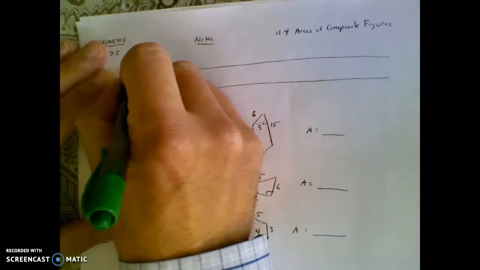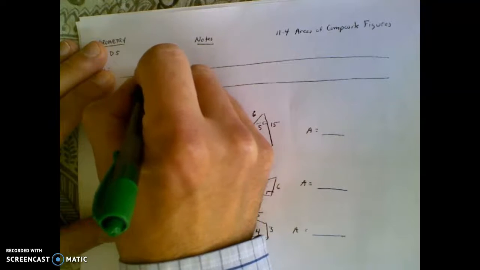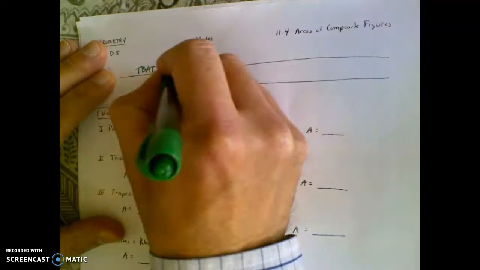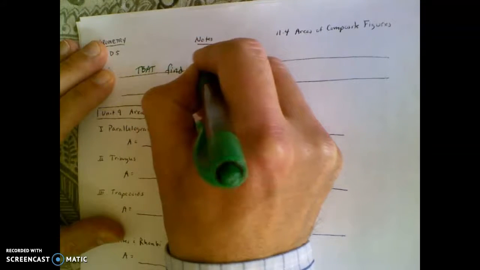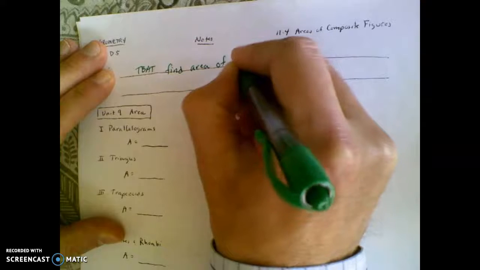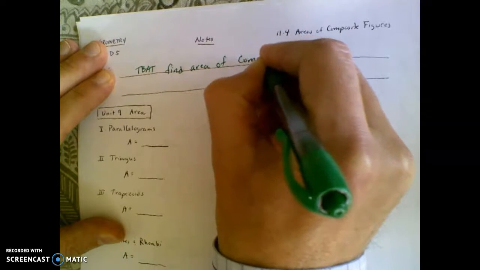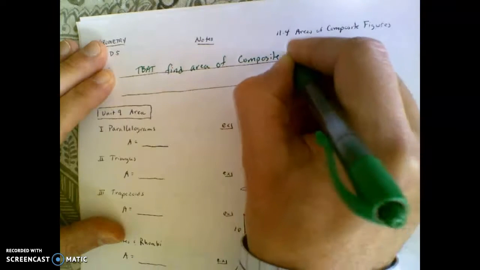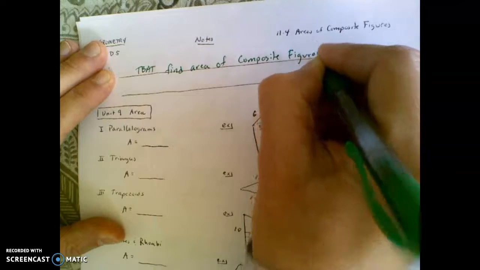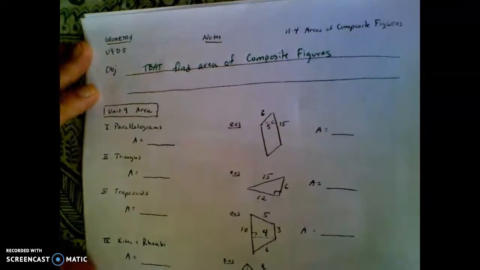Objective is going to be able to find area, again, of composite figures. And I'll explain what that means. But so far, these are the different shapes we've been looking at.